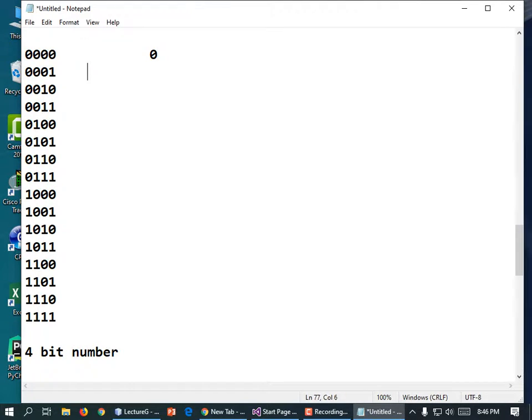Right, that's a 0, that's a 1, 2, 3, 4, 5, 6, 7, 8, 9, 10. Hope I haven't done this wrong and I have to change them. 11, 12, 13, 14, and 15. So the highest decimal, the highest base 10 value you can support with 4 bits is 15. There's a mathematical formula that'll give you that.